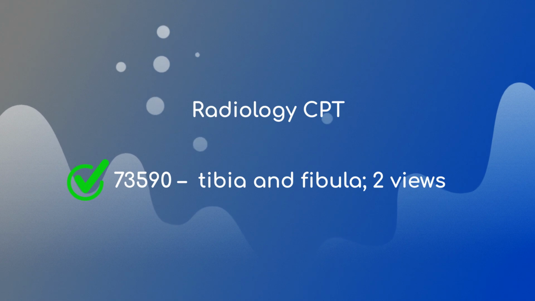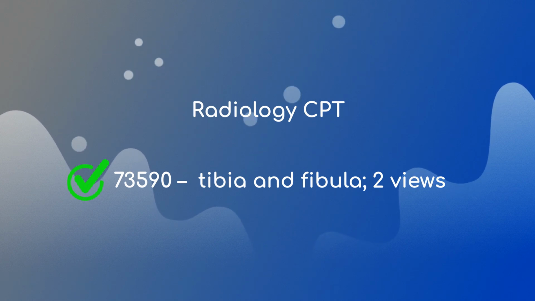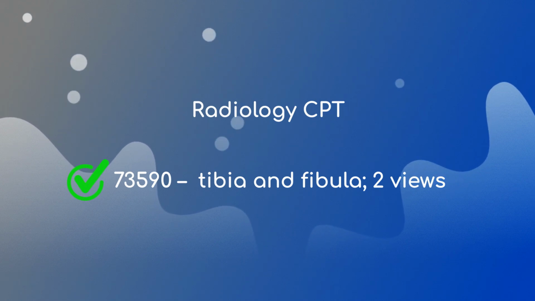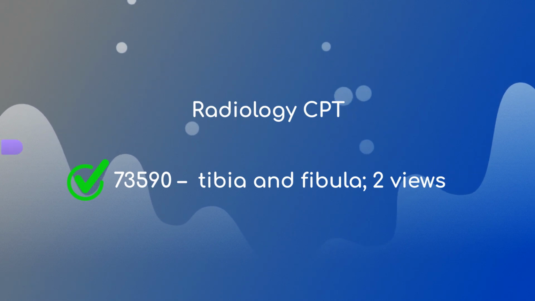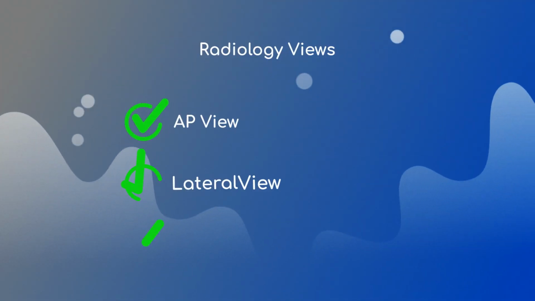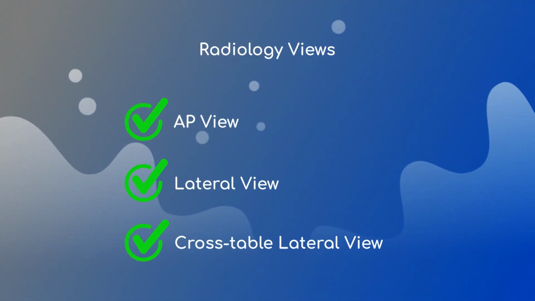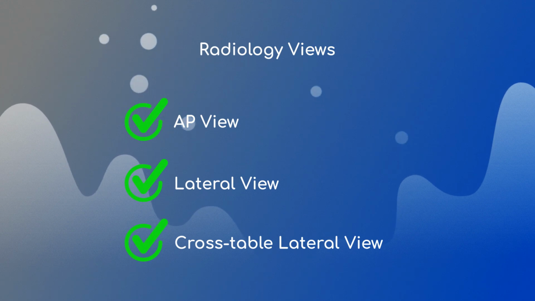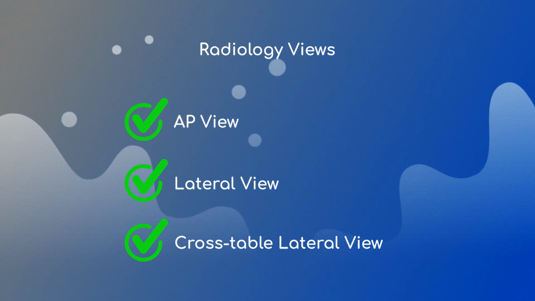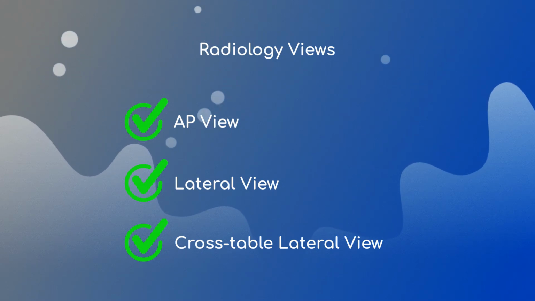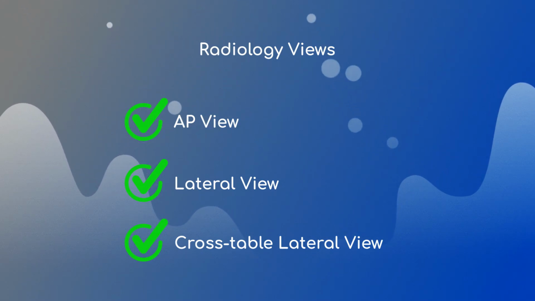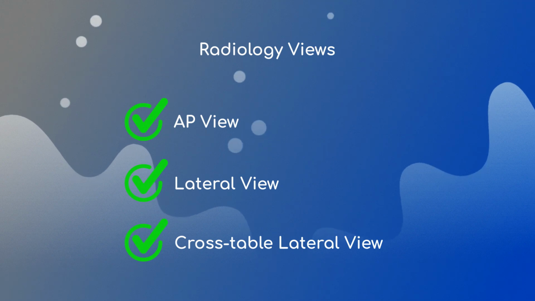73590, Radiologic Examination, Tibia and Fibula, 2 views. This includes AP and lateral views of the entire lower leg. Tibia-fibula radiographs are used to evaluate the bones of the lower leg from the knee to the ankle, including the joint spaces. Standard views include AP view, anteroposterior view from the front, covering both the tibia and fibula, extending from the knee to the ankle.